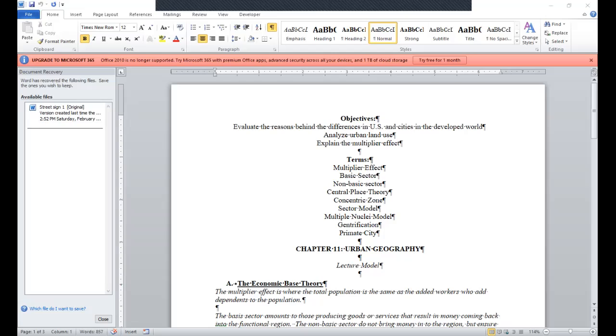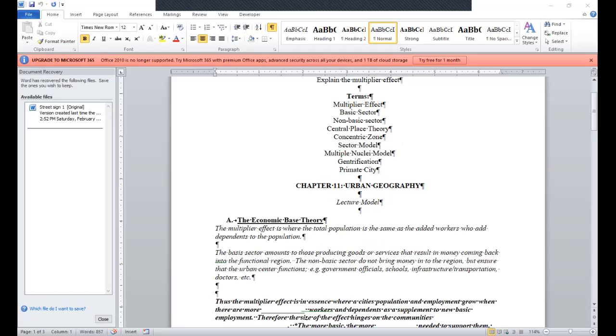Gentrification, this is the idea of refurbishing old homes, specifically here in the inner city area, the homes that were left as people leave for the suburbs, to try to raise the property value in the inner cities. And a primate city is where there's a city in a particular country, and the next biggest city isn't even twice as large as that. And in some cases, there are no other cities. So, the primate city. Let's take a look at this.